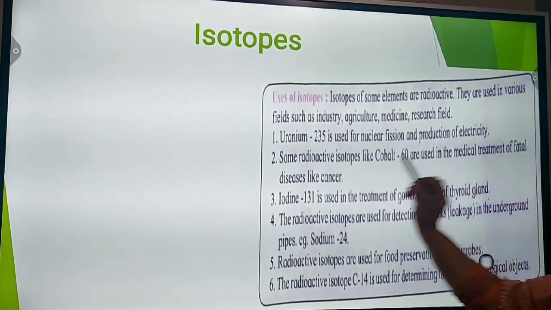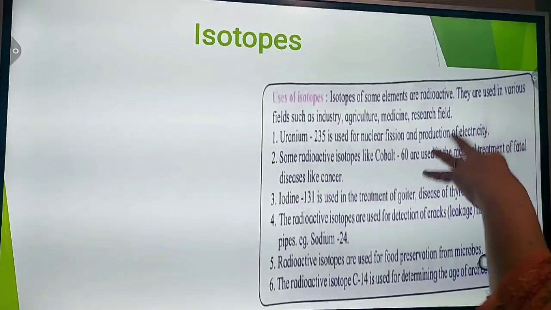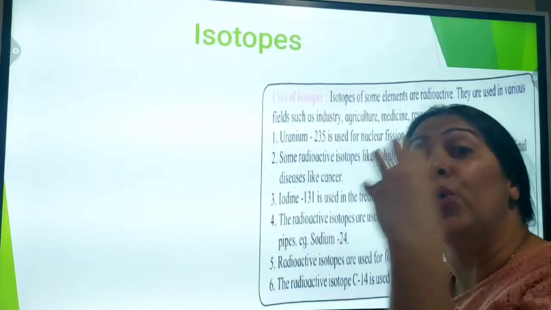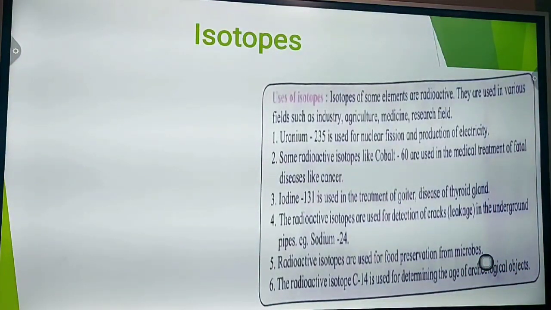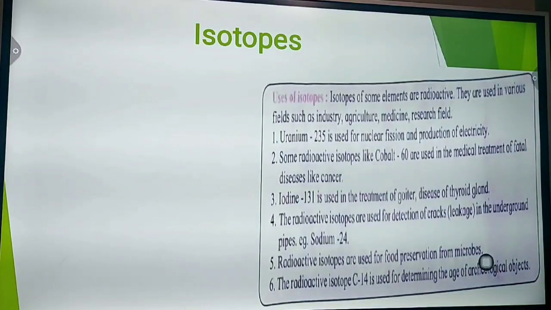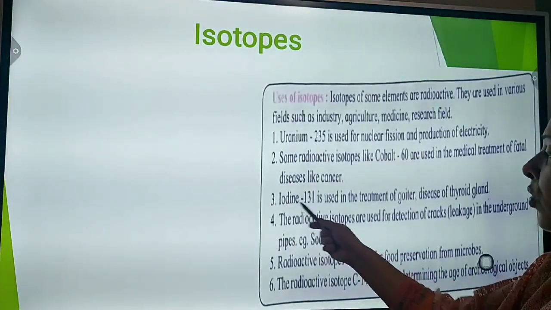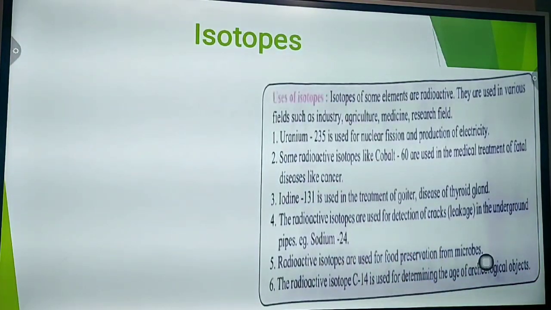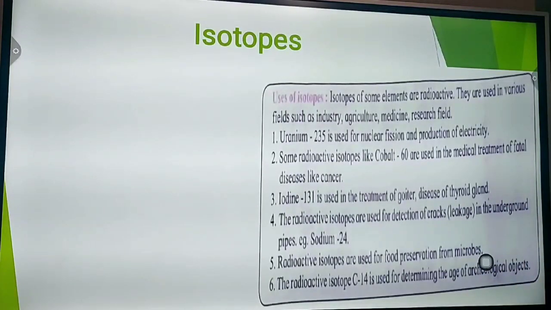Some radioactive isotopes which give out radiations, like cobalt 60, are used in the medical treatment of fatal diseases like cancer. Radiations देने जाते हैं सेल्स को, जो कैंसर के सेल्स होते हैं उनको रेडिएशन से खत्म करते हैं। कौन से रेडिएशन होते हैं? कोबाल्ट 60. Iodine 131 is used in the treatment of goiter. Goiter is a deficiency of iodine. तो iodine की deficiency किससे क्योर करते हैं? iodine 131 से, and diseases of thyroid gland. Deficiency of iodine है goiter and thyroid.